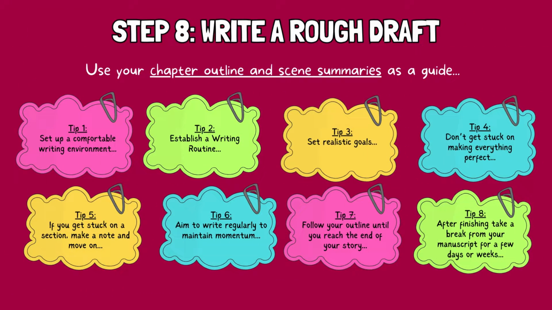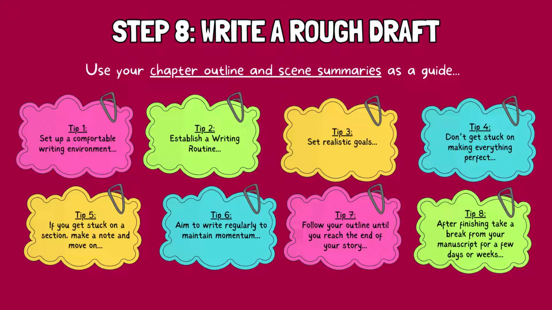Step 8. Write a rough draft. Once you have your detailed outline, it's time to start writing your rough draft. Use your chapter outline and scene summaries as a guide. Here are some additional tips for writing your first draft. Tip 1. Set up a writing environment. Find a quiet, comfortable place to write, and gather all your materials: outline, character profiles, scene summaries, and any notes.